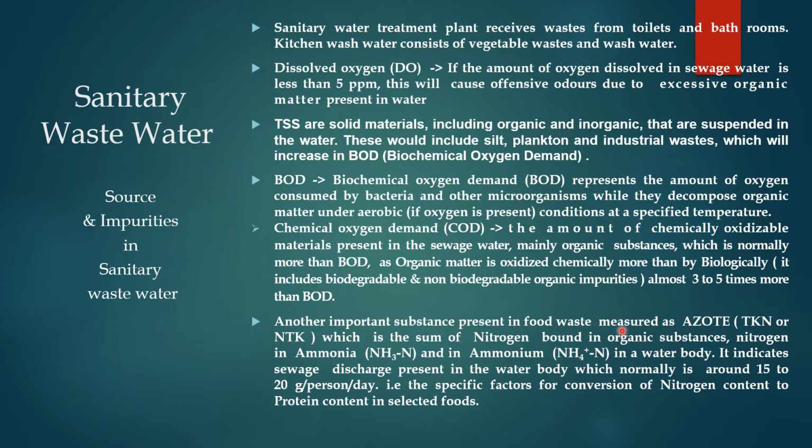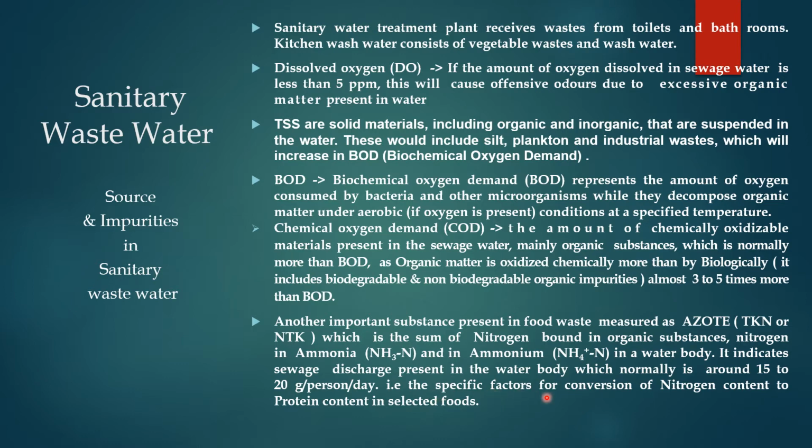Then one more important terminology used is azote TKN or NTK, which is present in food waste. This is the sum of the nitrogen amount in the organic substances, or nitrogen in ammonia and ammonium, in a water body. In case of sewage discharge, the azote NTK in the water body should be around 15 to 20 gram per person per day.